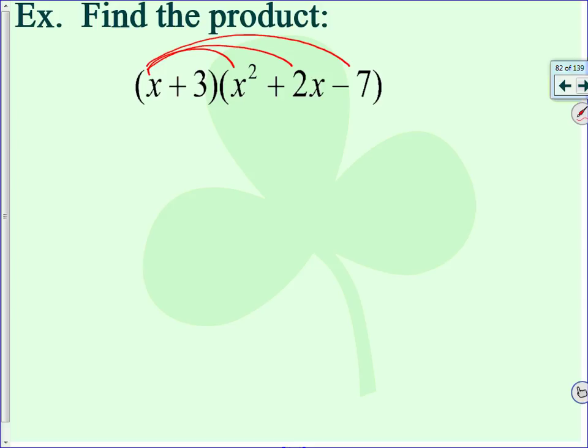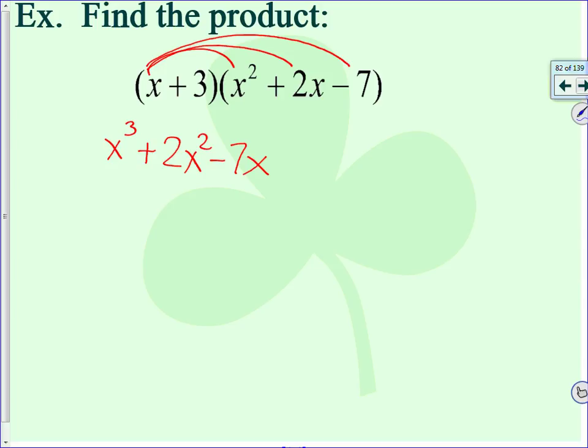So Brendan J, x times x squared. Okay, plus x times 2x, 2x squared. Beautiful. And then x times negative 7, negative 7x. Good. Now I have to distribute the 3.